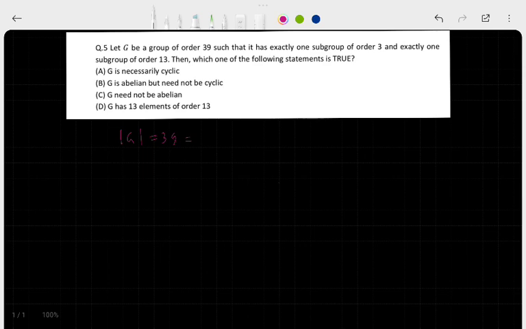So in this kind of question you first split the order of the group into prime factors and check whether P divides Q minus 1 or not. If P does not divide Q minus 1, then we can directly say that the group is cyclic. But in our example 3 divides 12, which is 13 minus 1. So we have two options: either the group will be abelian or it can be non-abelian. So what will it be? We have to check for non-abelian first.